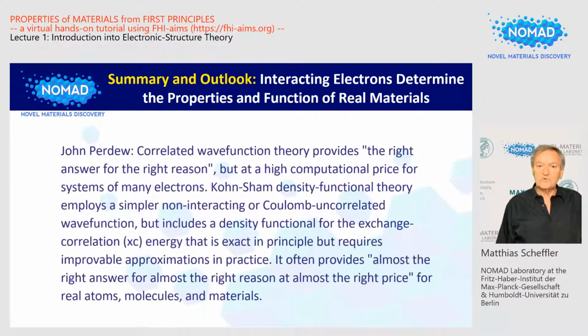Here is a quote from John Perdew. Correlated wave function theory provides the right answer for the right reason, but at a high computational price for systems of many electrons. Kohn-Sham density functional theory employs a simpler, non-interacting or Coulomb uncorrelated wave function, but includes a density functional for the exchange correlation energy that is exact in principle, but requires improvable approximation in practice. It often provides almost the right answer for almost the right reason at almost the right price for real atoms, molecules, and materials.